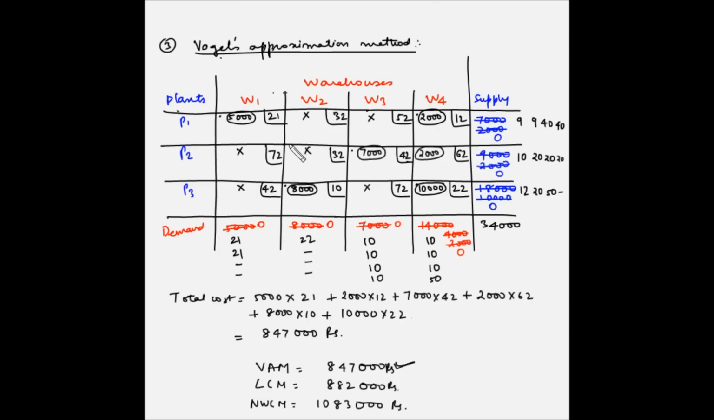So let us compare the allocations that we made using these three methods. Let me place the allocations here for both the least cost method as well as the northwest corner method. Let me use this red pen for the northwest corner method. Using the northwest corner method, we allocated 5,000 units to the first square, then 2,000 units to the second one, then 6,000 units to P2W2, then 3,000 units to P2W3, then 4,000 units to P3W3, and 14,000 units to P3W4.